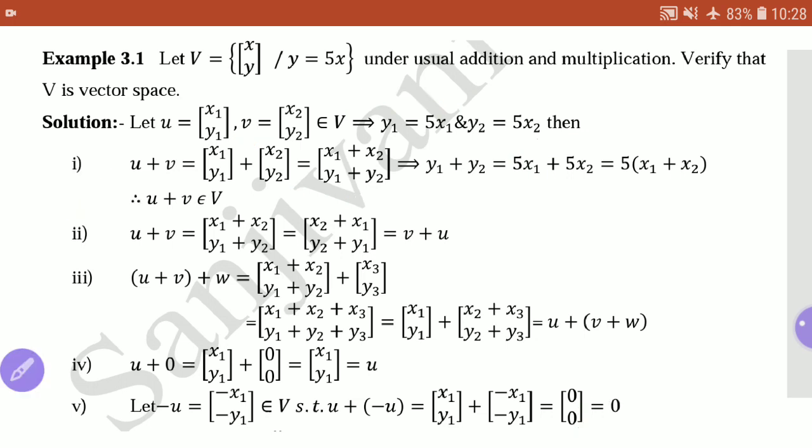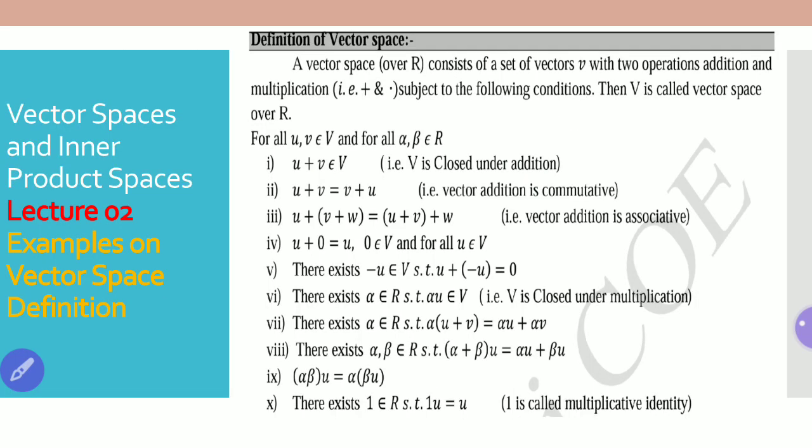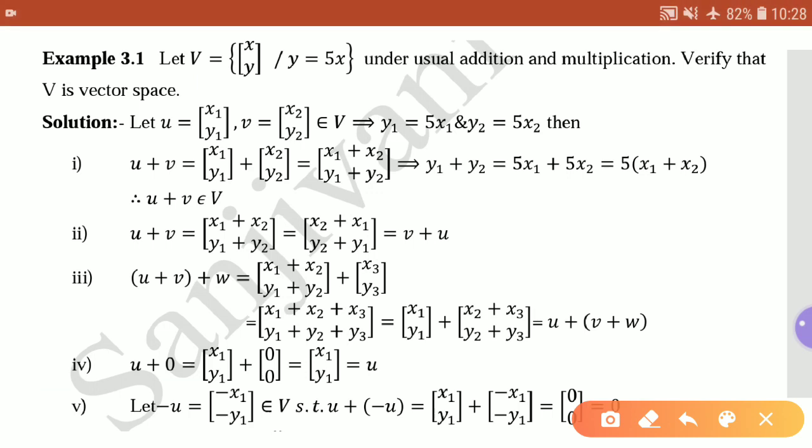Now let us check whether addition is commutative or not. For that purpose we are going to verify whether u plus v equals v plus u or not. I have taken u plus v again, which we have already determined. Now we can write x1 plus x2 as x2 plus x1, because they are real numbers, and y1 plus y2 we can also write as y2 plus y1. Hence this implies u plus v equals v plus u. So addition is commutative for this particular set.